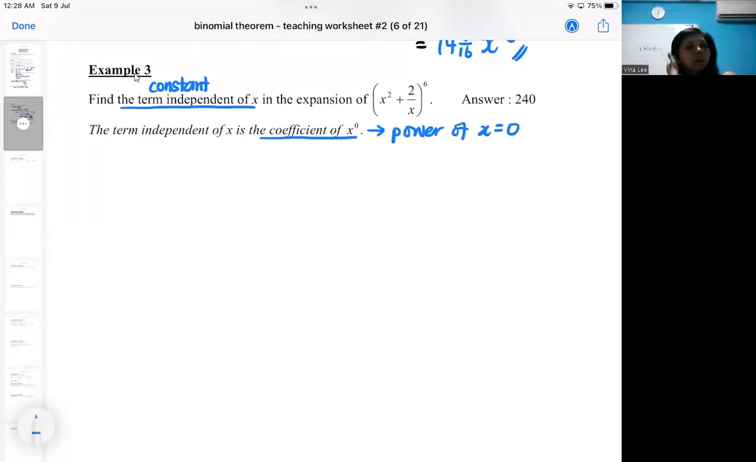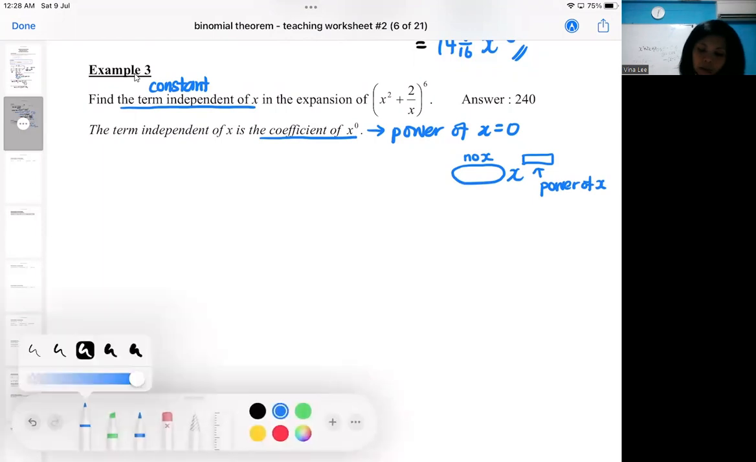So we're going to explore using our general formula. Remember, what should you end up with in your general formula? You will end up with no x, an x, and a power of x. Later on, I'm going to set the power of x equal to 0 after I get the general term.